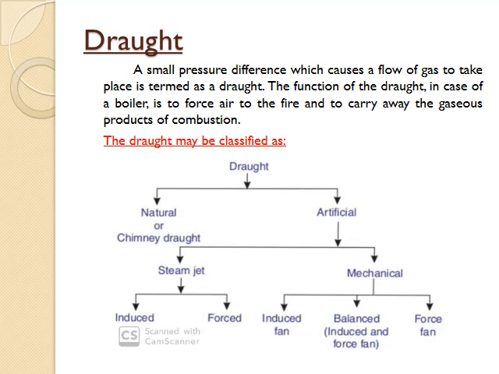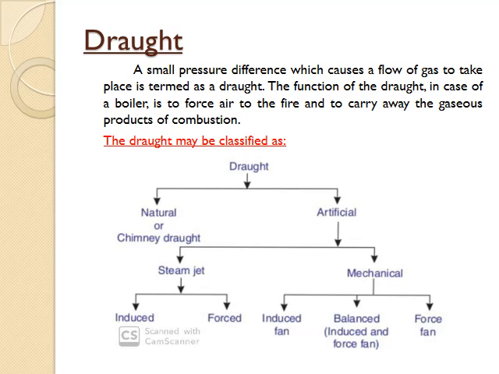A small pressure difference which causes flow of gas to take place is termed as draught. The function of draught in case of a boiler is to force air to the fire and to carry away the gaseous products of combustion.